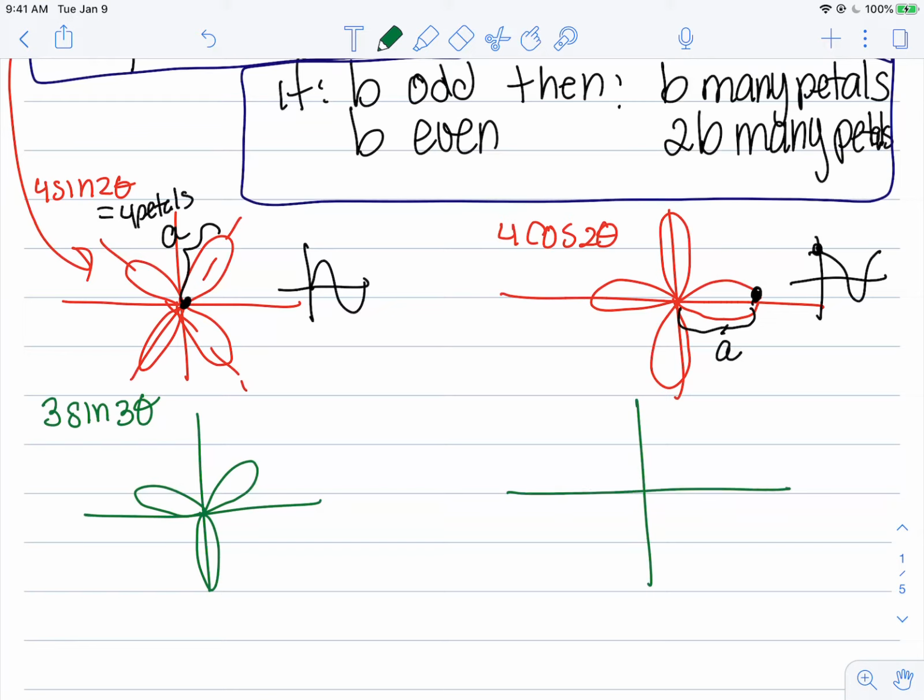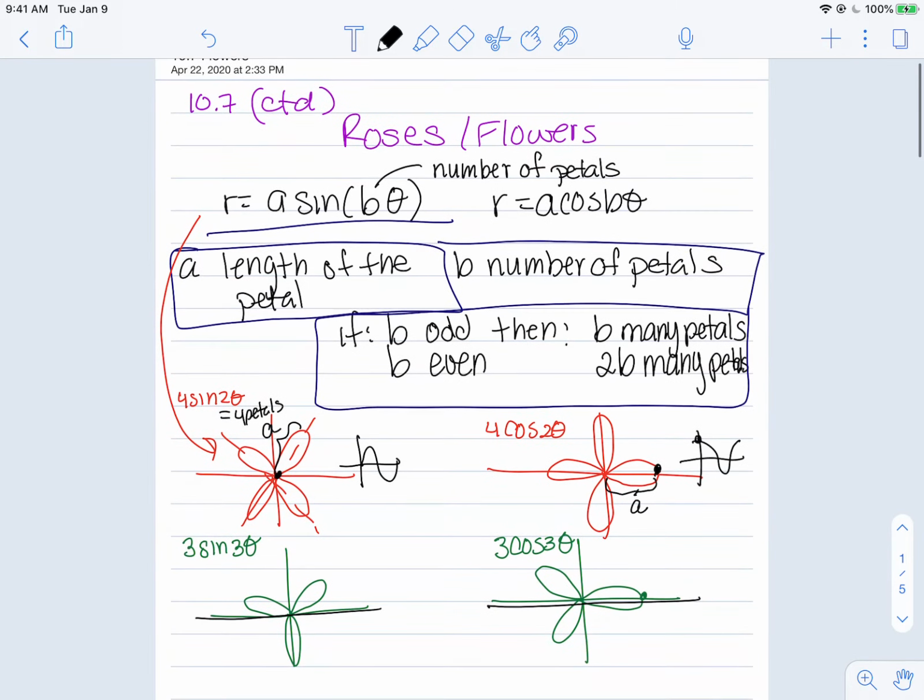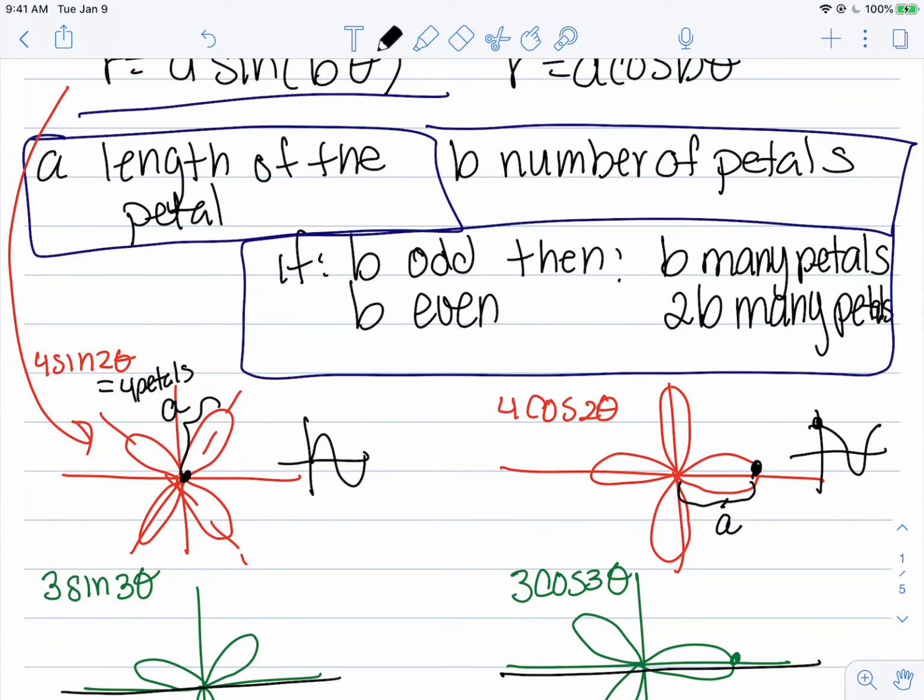These are just like little samples here that you can keep and write down, and then we'll go over more in detail how you would get started. But if it was 3 cosine of 3 theta, it would start at the max and then have symmetry with respect to the polar axis. Yeah, the polar axis, the horizontal. So this is kind of like the overview of it, okay? Let's look at an example.